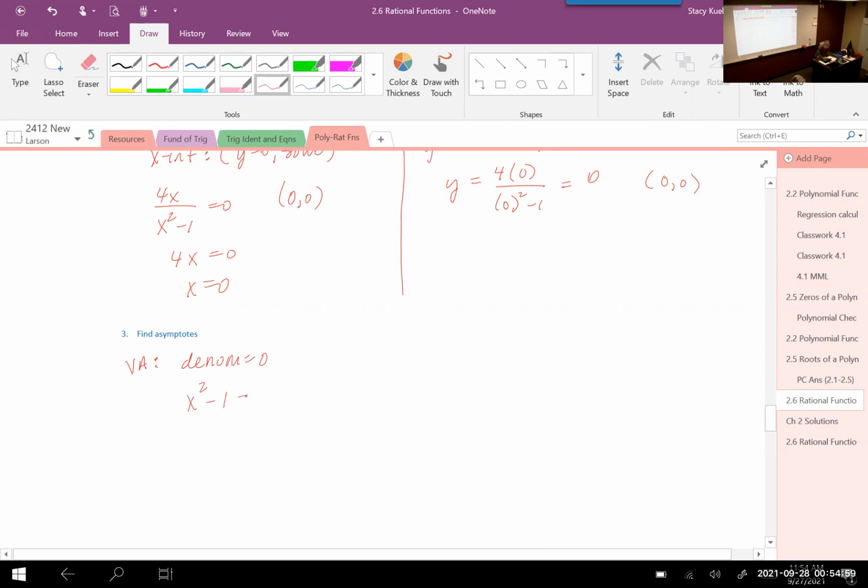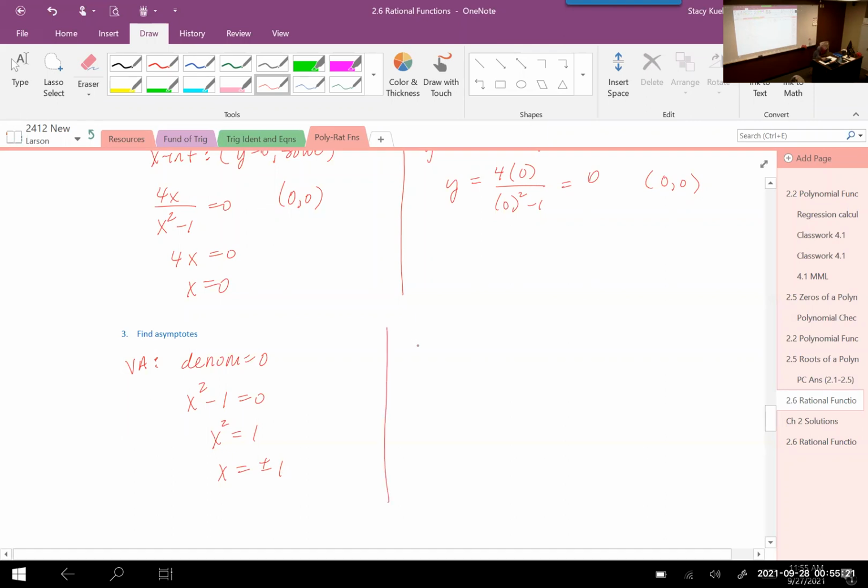The denominator was x squared minus 1. And we know that when we move 1 over, x is equal to plus or minus 1. So I have two vertical asymptotes at x equals 1 and x equals -1.